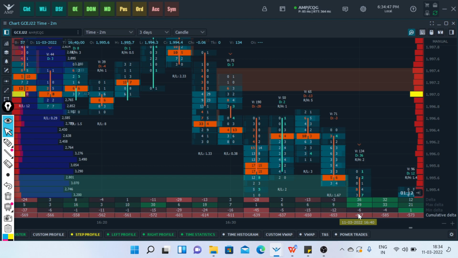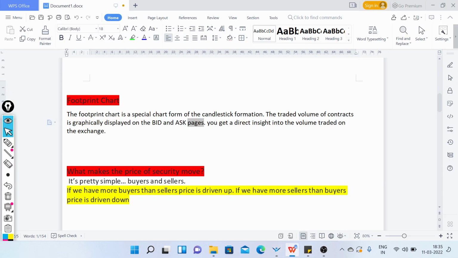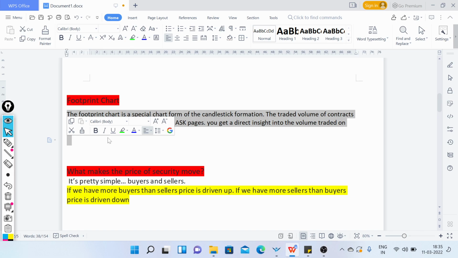I will discuss order flow trading in detail, but before that you have to understand what a footprint chart actually is and what the difference is between a candlestick chart and an order flow trading chart. As you can see, we have some numbers over here. So what do these numbers indicate? Before that, you have to read this paragraph.